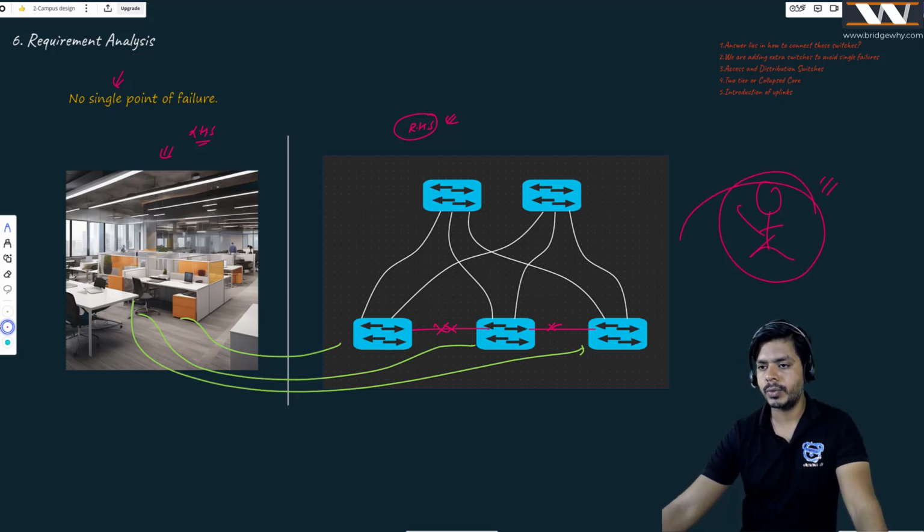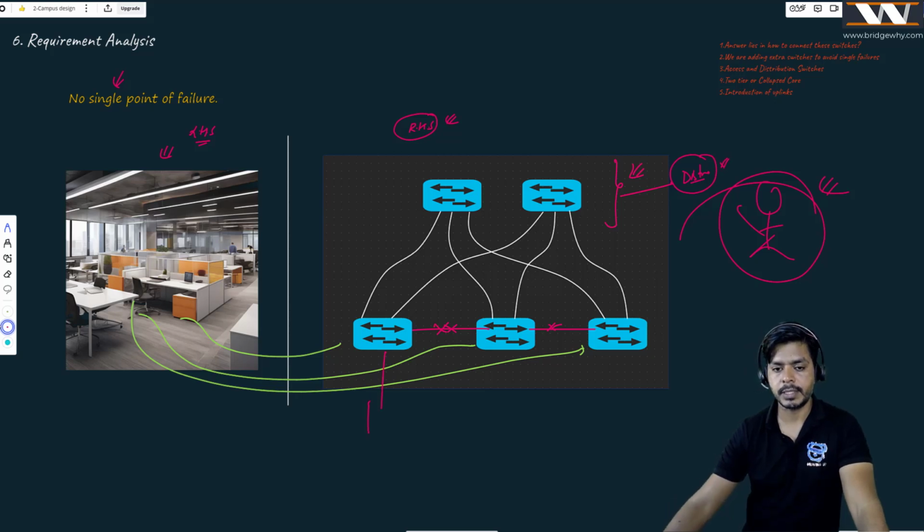What do we need to do now? We do not want a single point of failure with respect to devices, right? Because if we connect them, we will get a single point of failure. And that is where I am introducing one more layer of switch. And this layer of switch is known as the distribution layer because it is distributing the traffic of the access switches.